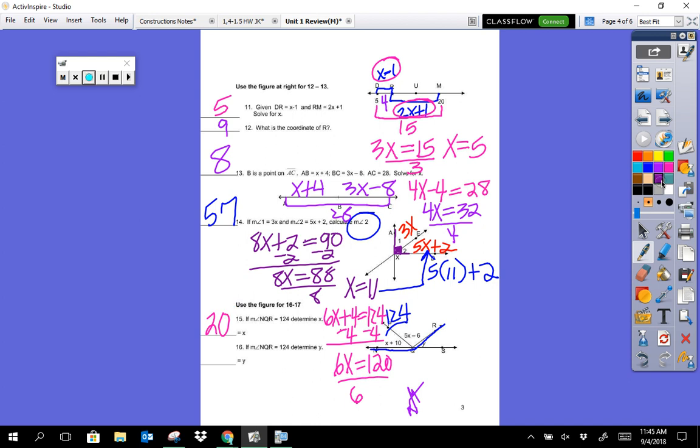The next part says to find y. Okay, so I know that these two angles added up to be 124. Okay, and I know all three of these angles add up to be 180. So I'm just going to do 180 minus 124, and that's going to get me 56.